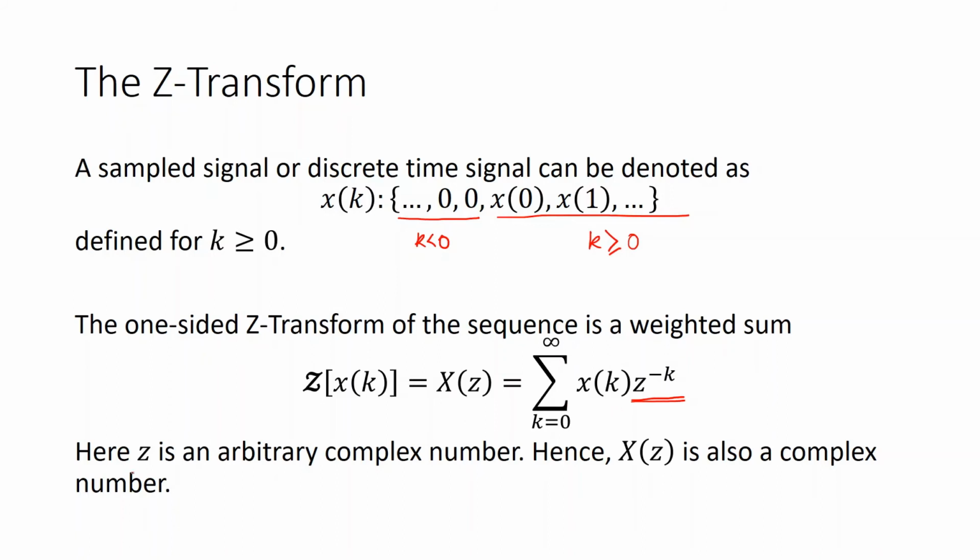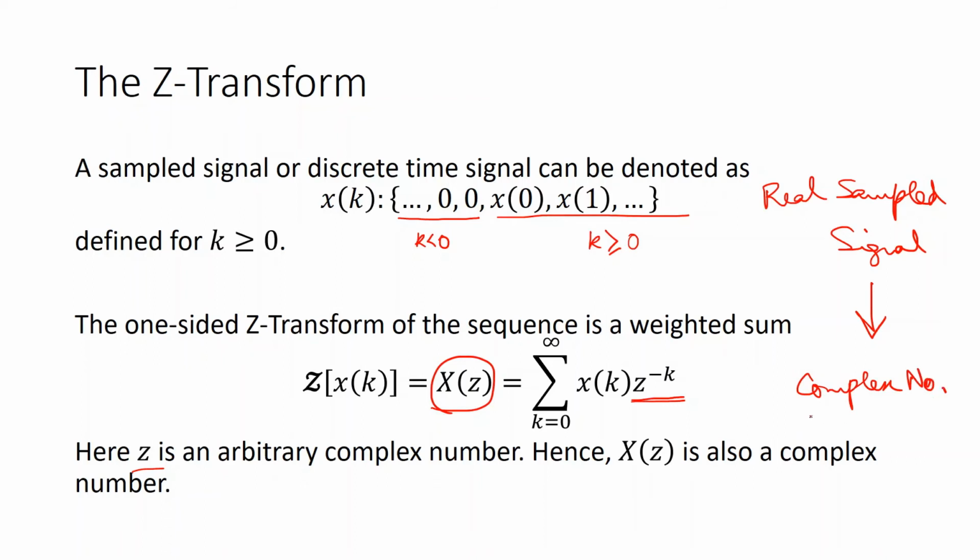Now z is an arbitrary complex number. Since z is an arbitrary complex number, xz, the Z transform, will also be a complex number. So what you are doing is taking a real sampled signal, and what you are getting is a complex number. That is what you are doing. This transformation gives you a complex number from a real valued sampled signal.